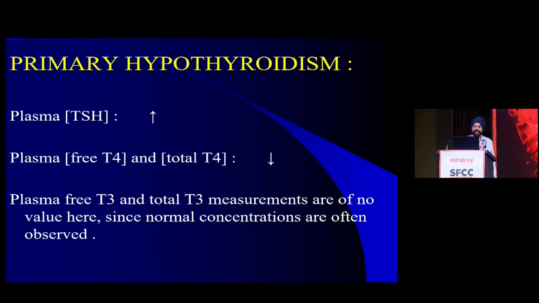So the classical report in a primary hypothyroidism is that the TSH is elevated, the FT4 and the T4 are reduced, and the free T3 and T3 measurements are usually normal and hence of no value here. So for cases of primary hypothyroidism, only FT4 and TSH would suffice.